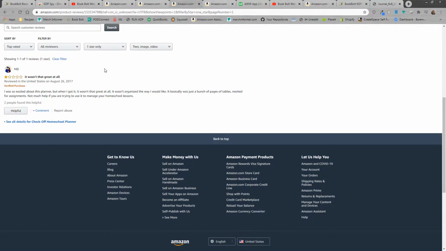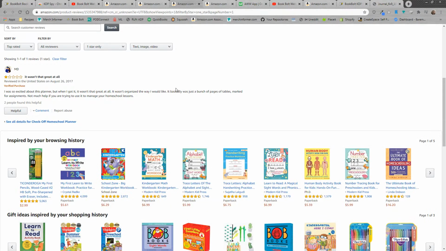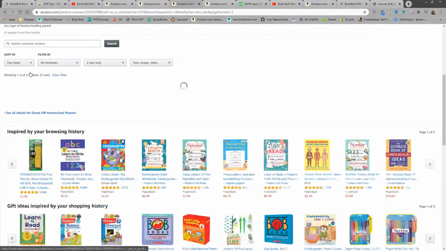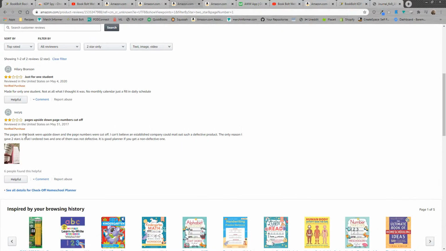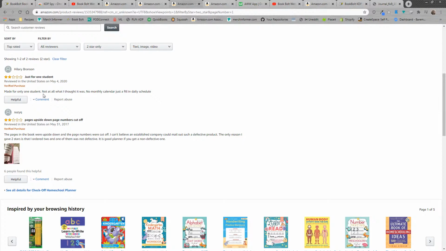Yes. Wasn't great at all. Why wasn't it great? Let's see. It wasn't organized the way I would like. It's basically a bunch of blank tables. So maybe you could change up the interior for some homeschooled lessons. Okay, that's something you could do. 2 stars. The pages in the book were upside down. Wow. Okay, so maybe, I don't know if they messed up their print file or KDP made that mistake, but it's something you shouldn't do.